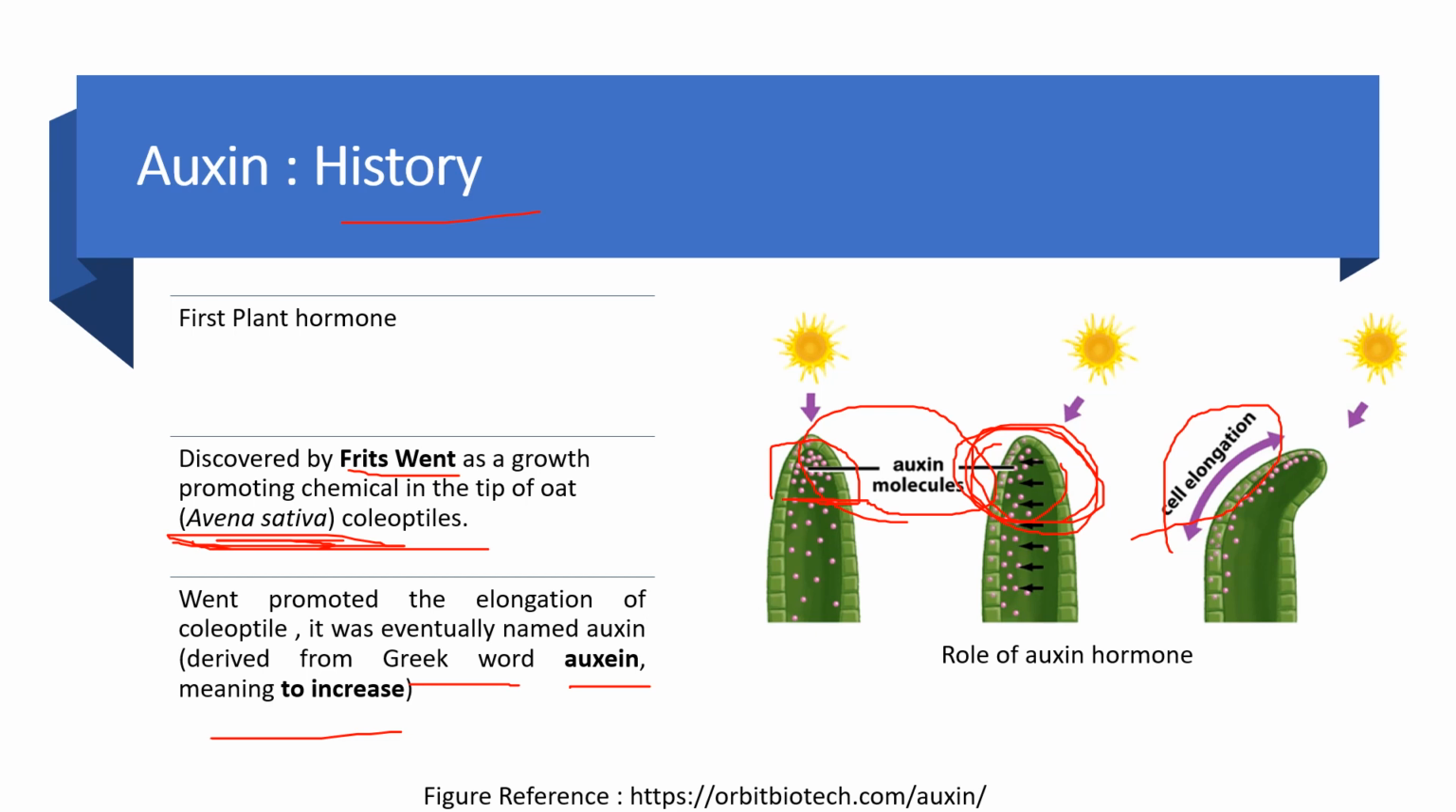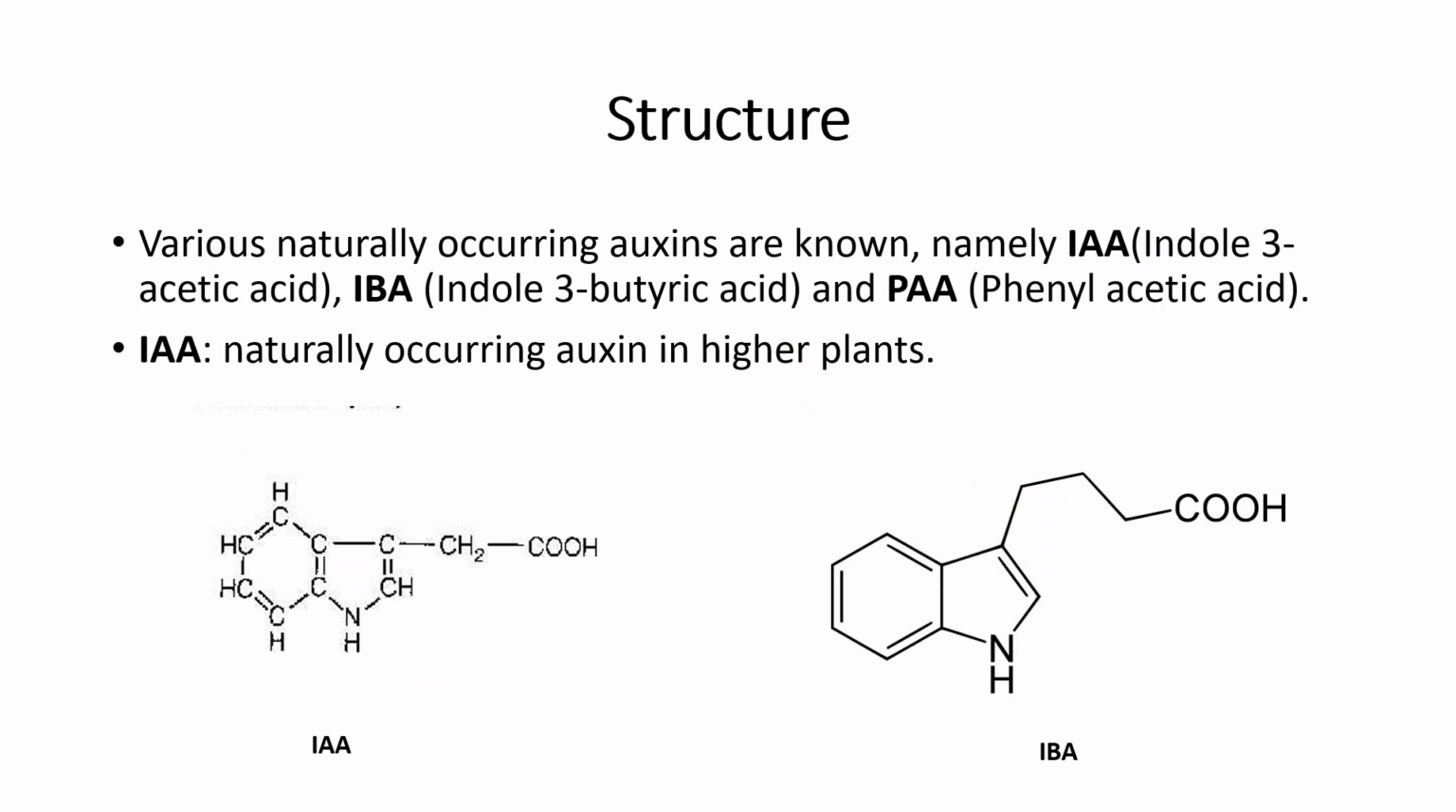And there are various naturally occurring auxins, known as IAA, that is indole 3 acetic acid, IBA, that is indole 3 butyric acid, and PAA, that is phenyl acetic acid. So this was about the history of the plant auxin, that it was the first plant hormone discovered by this scientist. And in Greek its name means to increase. So this is the structure.